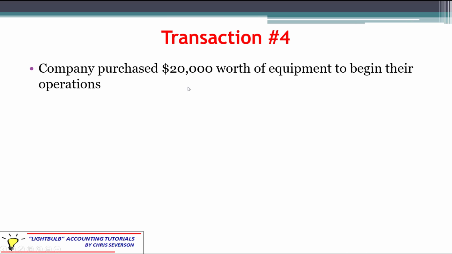Transaction number 4. The company has purchased $20,000 worth of equipment to begin their operations. So $20,000. Again, when they say they purchased, there's no specific reference to cash, but there's no other. Sometimes you'll see verbiage like on account or on credit, where that means they're going to pay later. If you don't see anything like that, the assumption is they must be paying with cash. So they're spending $20,000 of cash, and they now have equipment.